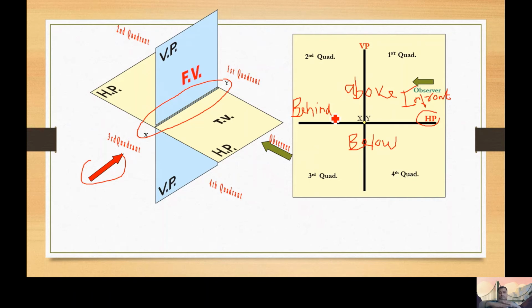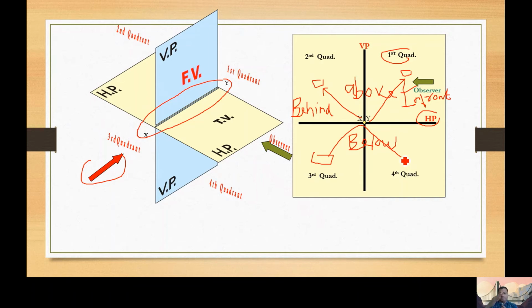So with respect to HP, the object is above or below, but with respect to VP, the object is in front or behind. Now, if you define the first, second, third and fourth quadrants, you can easily define it. The first quadrant means it is above HP and in front of VP. Second quadrant means above HP but behind the VP. Third quadrant means below HP and behind the VP, and the fourth quadrant means below HP and again in front of VP.